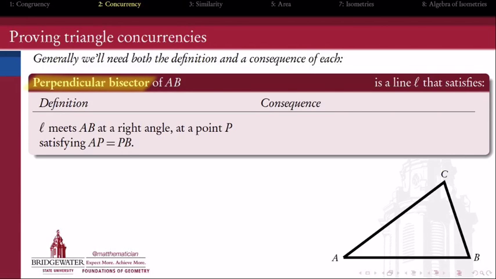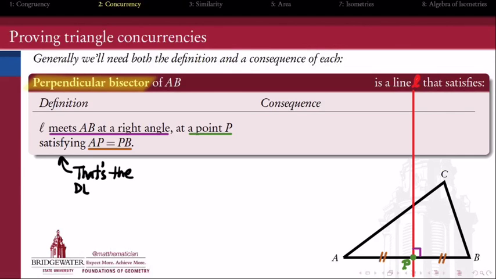So the perpendicular bisector of the side AB in the triangle ABC is a line, we'll call the line L, and that line has to meet the side AB at a right angle, so be perpendicular to the side AB. And then the point at which it meets the side AB, if I call that point P, will be equidistant from A and from B. So AP and PB have equal length. So this is the definition of what a perpendicular bisector is. It's perpendicular to the side AB, and it meets that side at a point which is equidistant from A and from B.